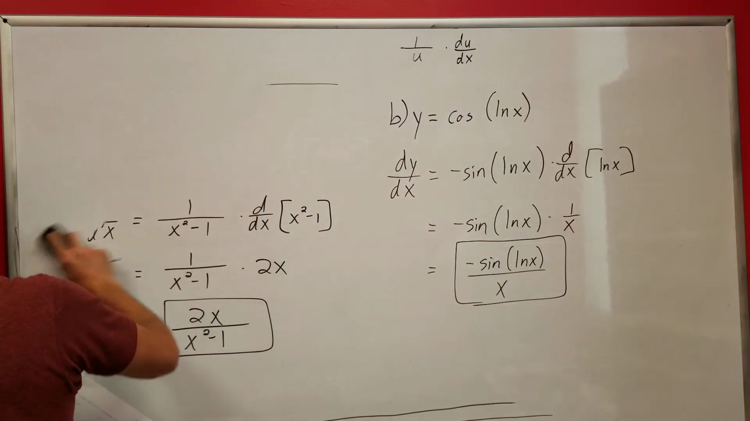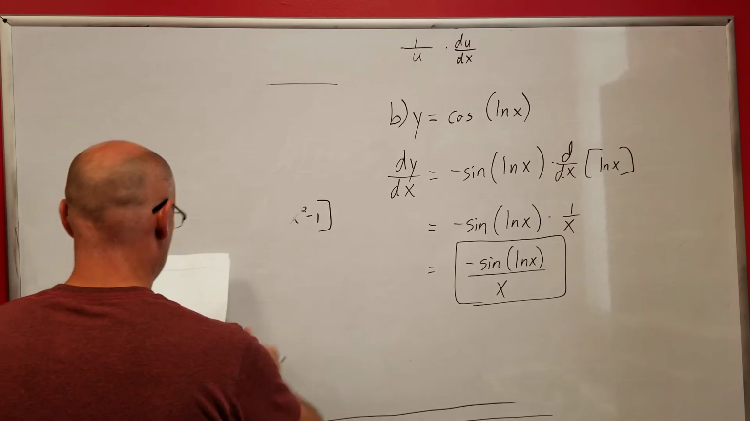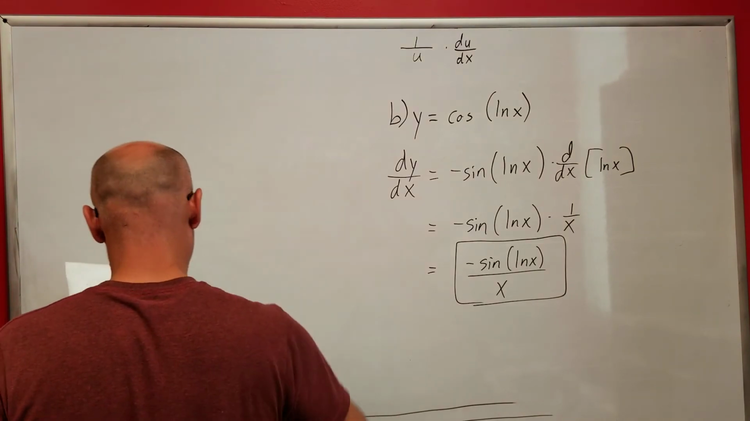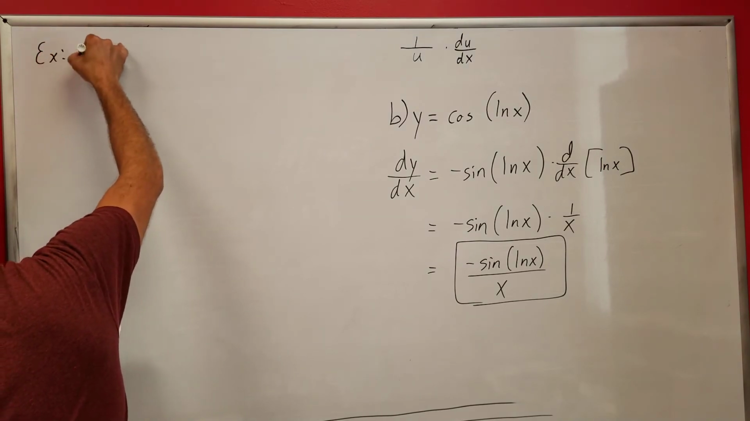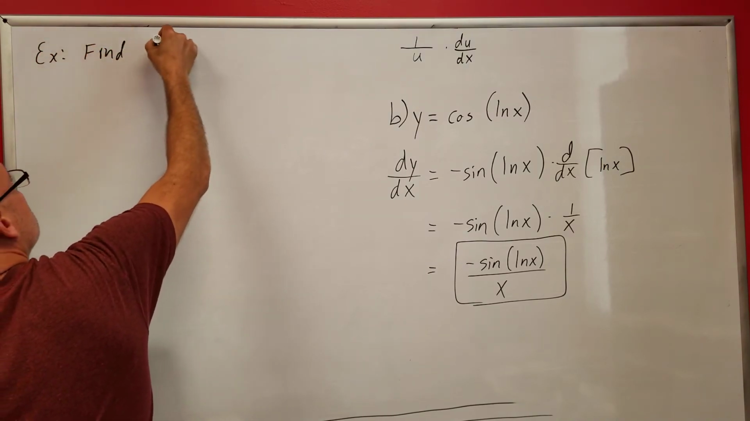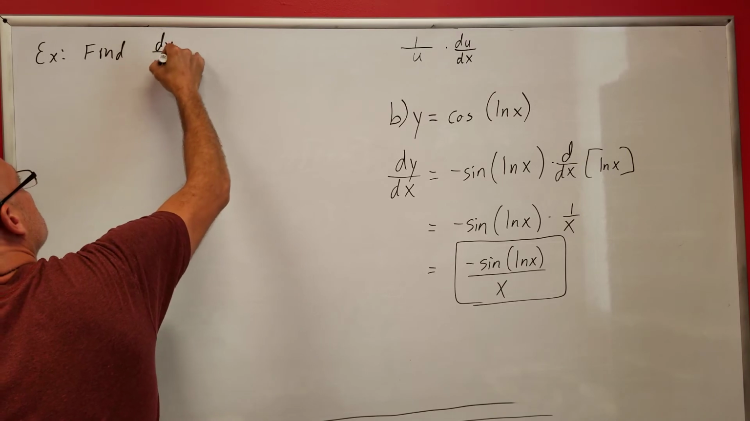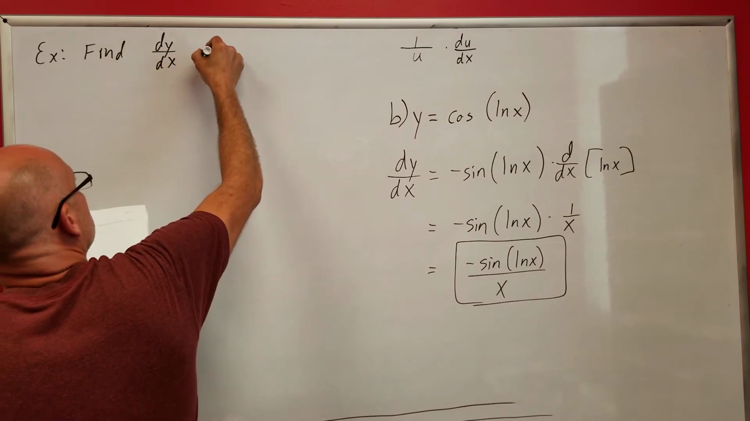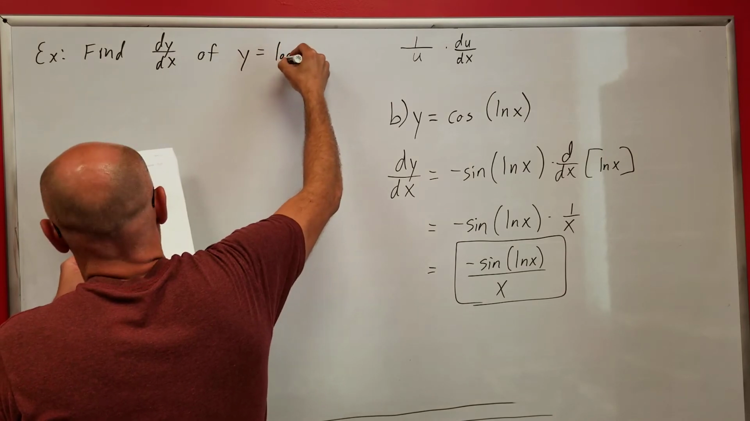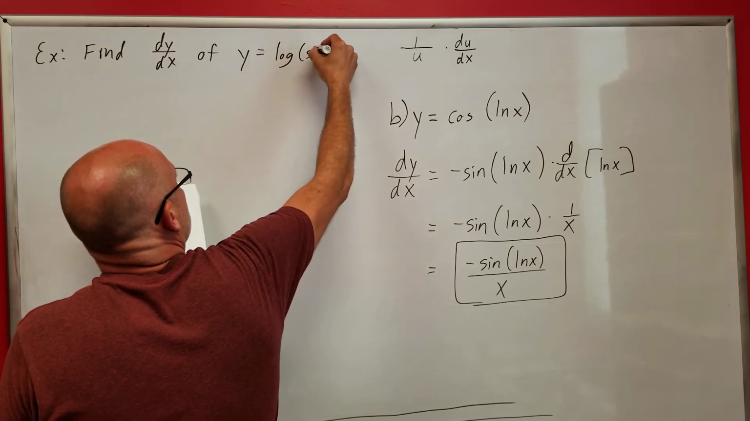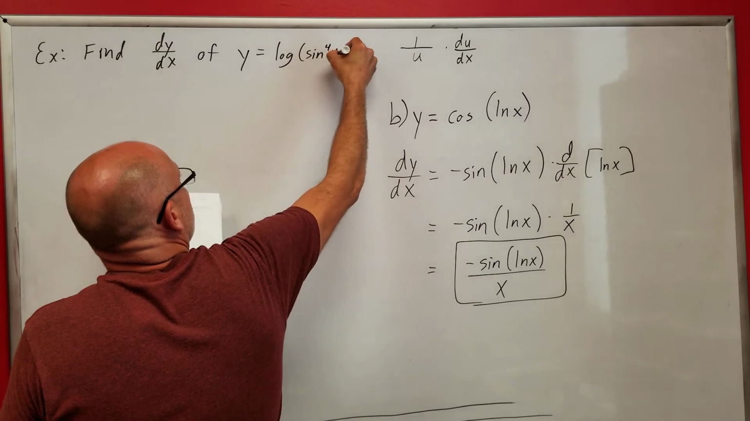Let's see, let me come up with another one here. Find dy over dx of y is equal to the log of sine of x to the fourth.